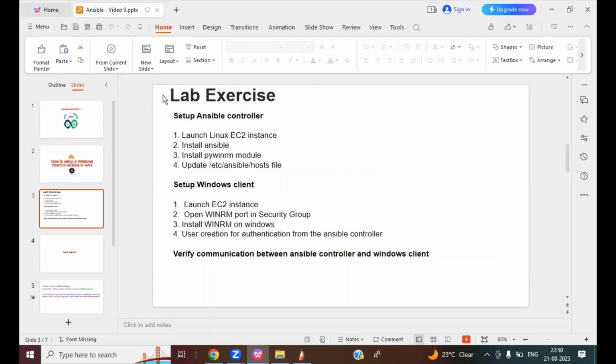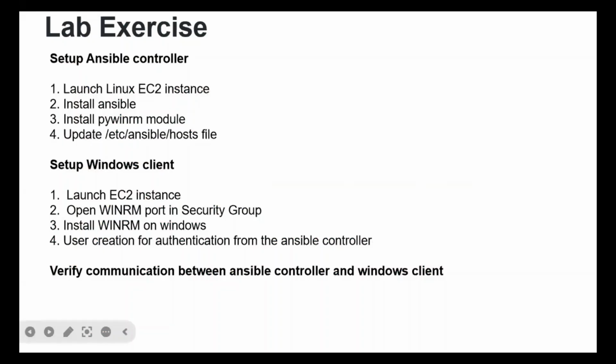First is we will set up the Ansible controller. Right. So our first task, we will be focusing on setting up the Ansible controller. And as part of that, I'm going to launch a Linux EC2 instance. I will be installing Ansible on the instance. Then I will also install the PyWinRM module, which is basically the protocol that will be used for communication between the Ansible controller host and the Windows machine. And we will have to update the inventory file on the Ansible controller, which is the /etc/ansible/hosts file. So these are all the steps that we need to do on the Ansible controller side.